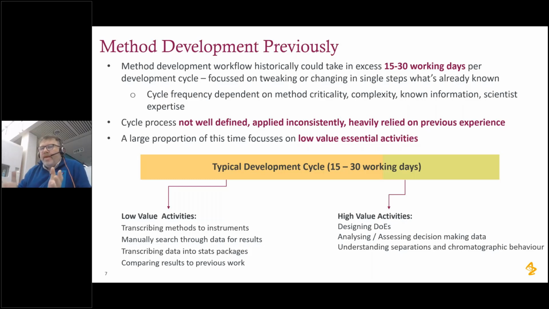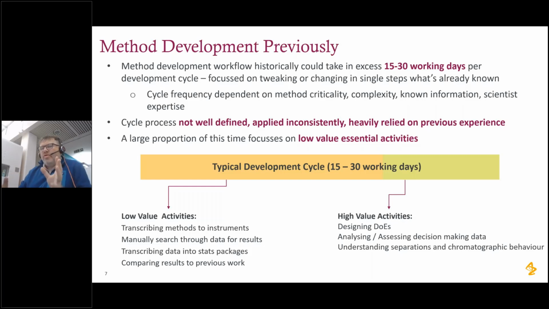This could be quicker in some cases, or take longer depending on how complex or how critical that method was for the work that they're planning to do. And this resulted in a process that everybody approached slightly differently, and therefore it wasn't well defined. It was always applied inconsistently. People get to the end of it and have different endpoints. And like I said, there was a lot of work that went into doing low value but essential activities, but weren't having any significant impact.